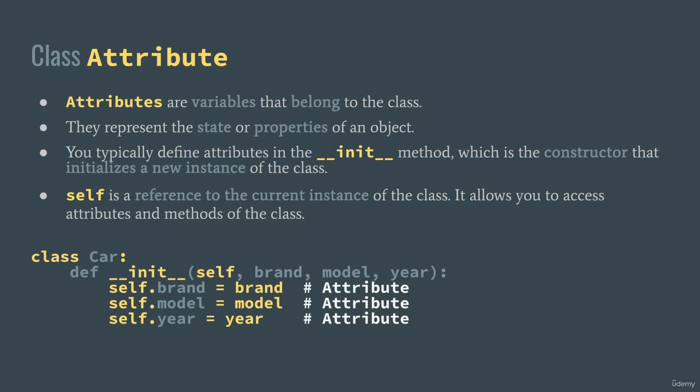Class attributes are variables that belong to the class and represent the state or properties of an object. In Python, we typically define attributes within the __init__ method, which is a special method known as the constructor. This method initializes a new instance of the class, setting up any attributes needed for the object. In the example, we define a Car class with an __init__ method that takes in the brand, model, and year as parameters. Using self, which is a reference to the current instance, we assign these values to self.brand, self.model, and self.year. Self allows each instance of the class to have its own unique set of attributes.